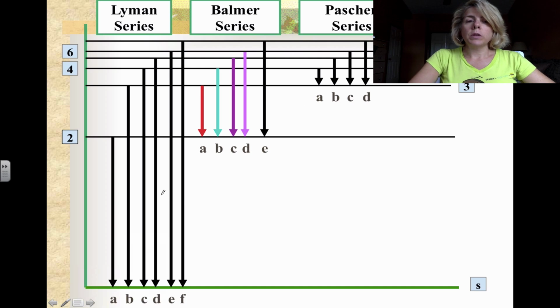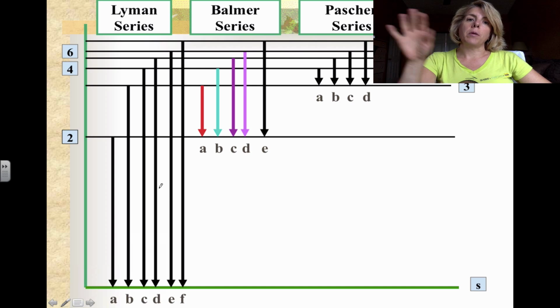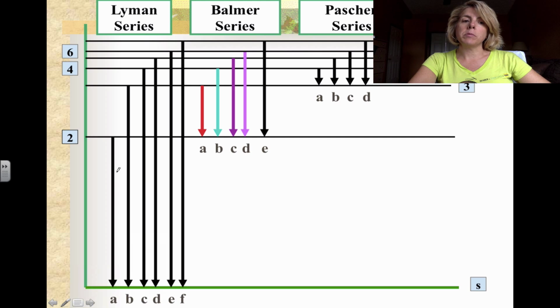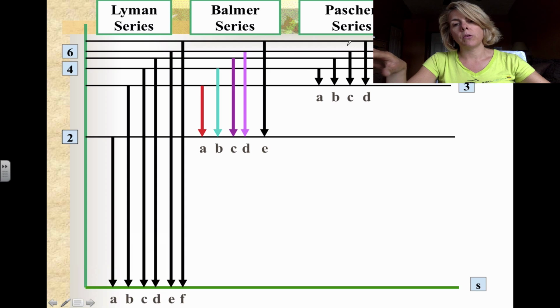Like I said, you will need to know the difference between Lyman, Balmer, and Paschen. Remember, Lyman is ultraviolet, Balmer is visible, and Paschen is infrared. For Lyman, we're talking about going from energy level 2 to energy level 1, all the way up to infinity. For Balmer, we're going from energy level 3 down to only energy level 2, all the way up to infinity. And then Paschen, we're talking about energy level 4 down to energy level 3, all the way up to infinity.